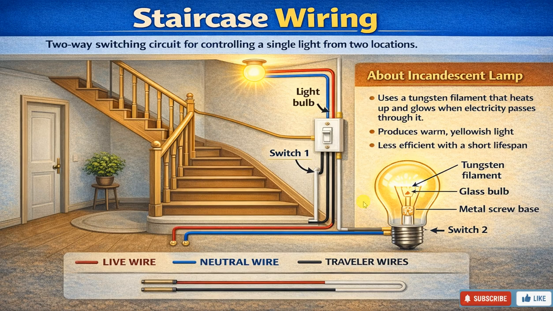This is the incandescent lamp, where you find there is a tungsten filament. Generally this tungsten filament heats up and glows when electricity passes through it, and it produces a very warm and yellowish light. Basically it is very less efficient and has a very short lifespan.